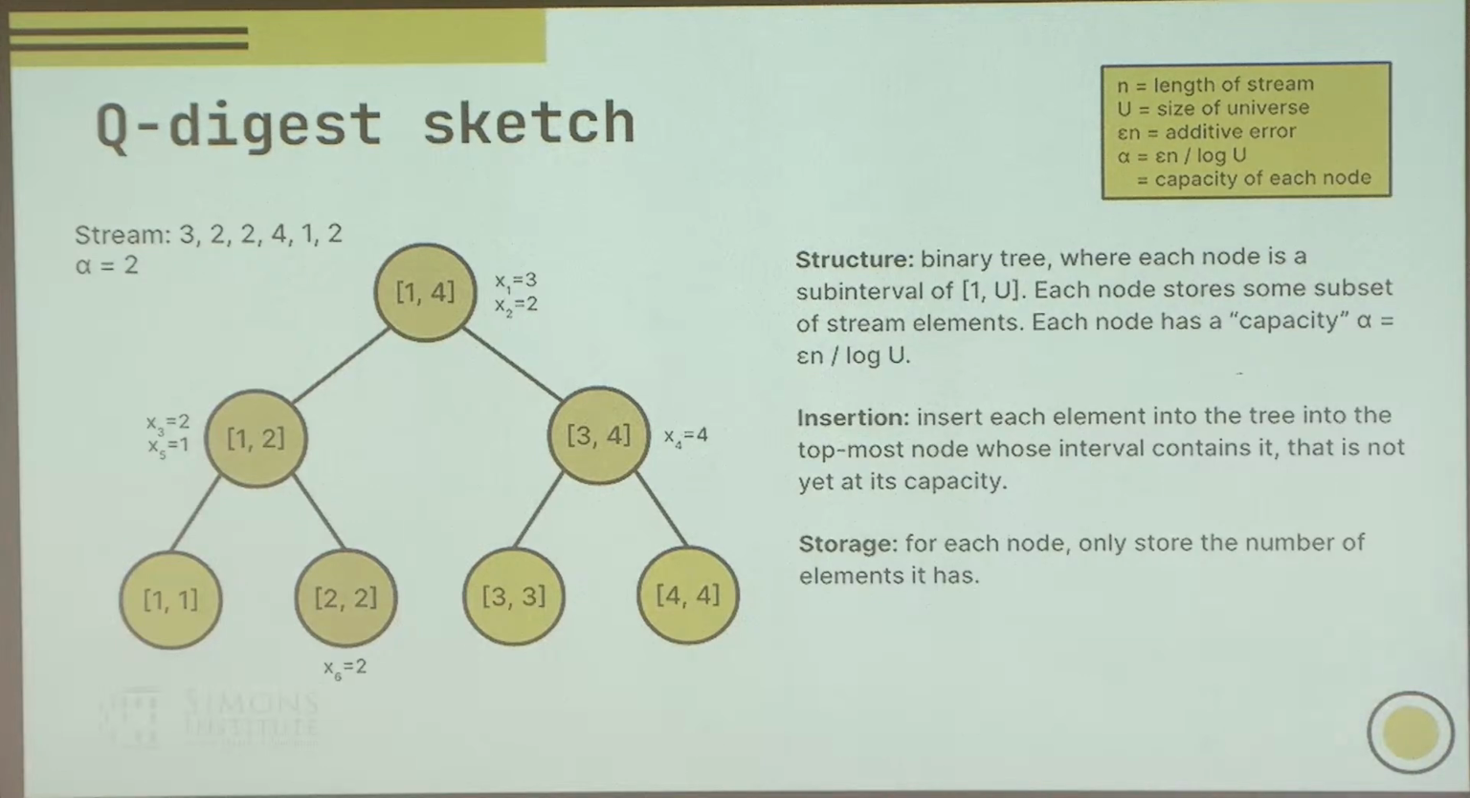Okay, and finally, now that we've inserted all these nodes, we're not actually going to store the elements that each node stores. Again, that would be as much as storing the whole stream. So we're just going to remember for each node, how many elements of the stream it had. So instead of these, we're just going to replace it with a bunch of counts.